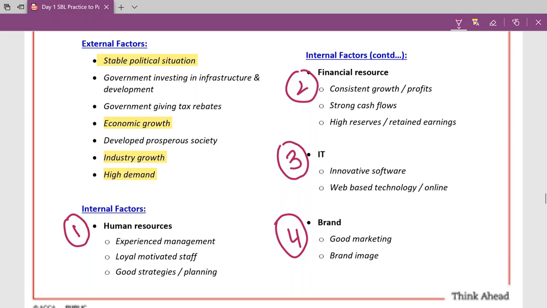So in a nutshell, whenever we talk about success factors, these are factors due to which an organization is successful. These could be external factors as well as internal factors, and this is a very concise list of external factors and internal factors. Any questions? Let me go through.